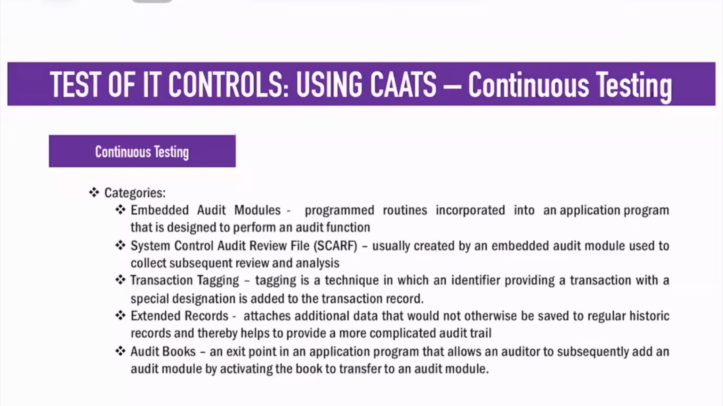So in your continuous testing, what are the categories? We have your so-called embedded audit modules. These are routines incorporated into an application program that is designed to perform the audit function. So it is already embedded in the system. As long as there is a transaction, that particular module is already embedded to audit the system itself.